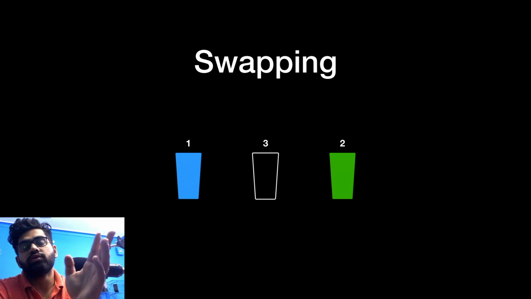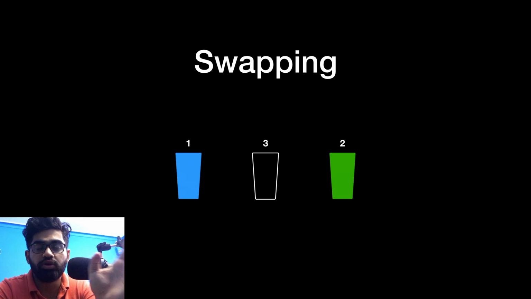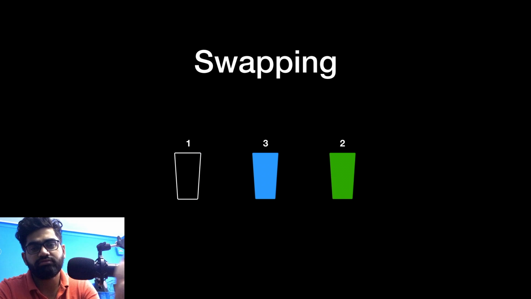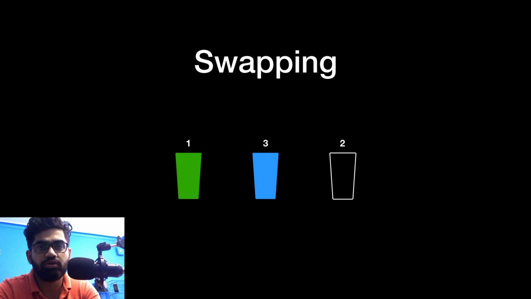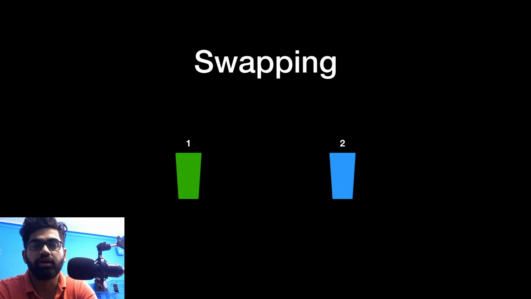Then what we'll do? We'll put this blue color into this empty class. Then we'll put this green color into that empty class number 1. Then we'll put the third class's blue color into class 2. That's pretty much swapping, and that's the only thing that swapping actually means.